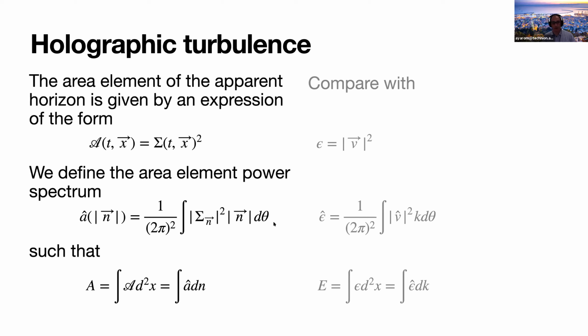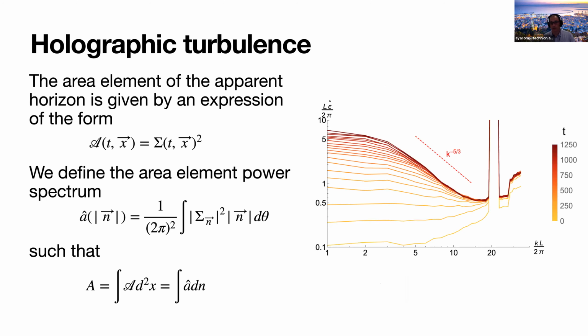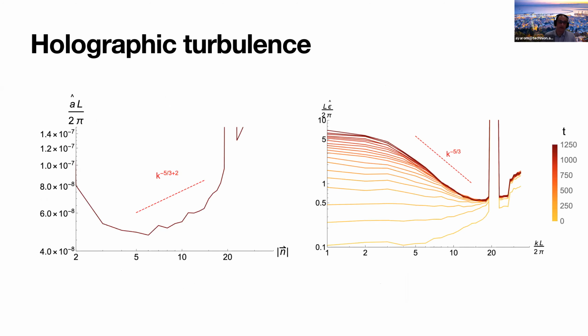And there are some earlier works which claim that the area element power spectrum is going to be related to the power spectrum for the energy density up to some factor of k². So if here we got k to the -5/3, we expect to get k to the -5/3 + 2. And in terms of a fit, we again get a fit that's within this value, at least as far as our statistics go, or maybe right at the boundary of it. I don't quite remember now.